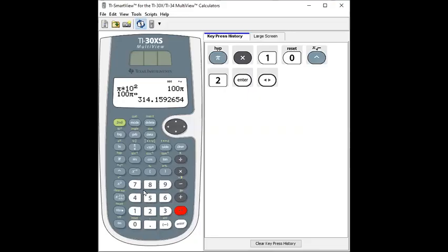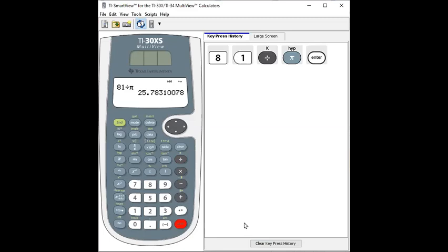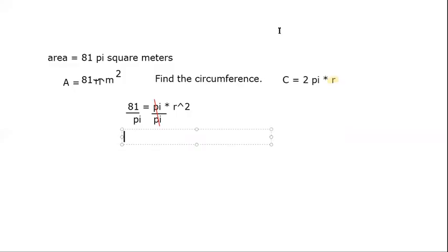81 divided by, push the pi button, 25.78. 25.78 equals r squared. Now, how do we undo an r squared? You're going to take the square root of both sides to get r out from under that exponent. So the square root of 25.78 is your radius.